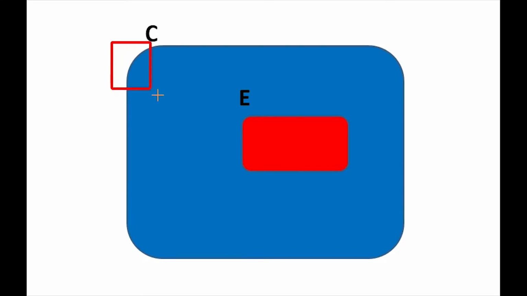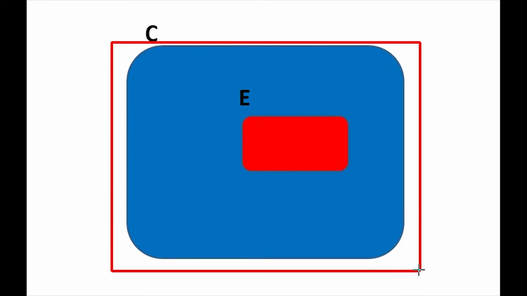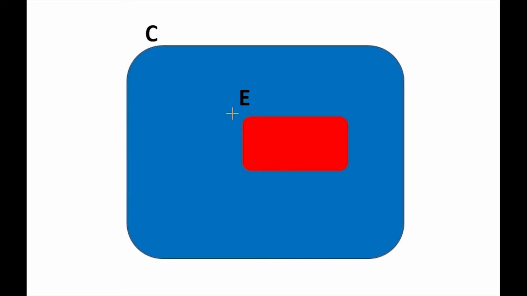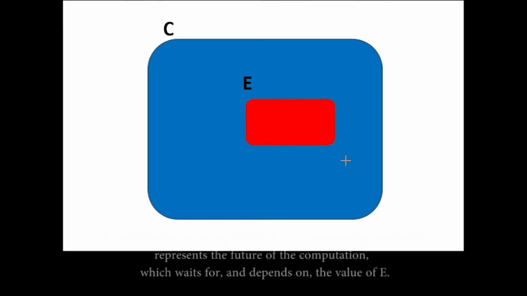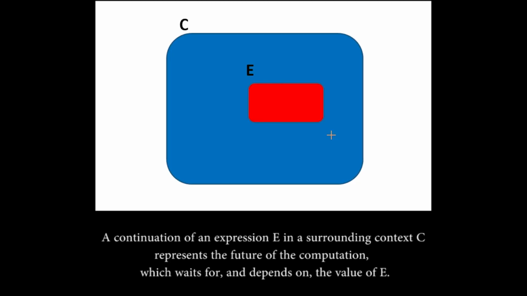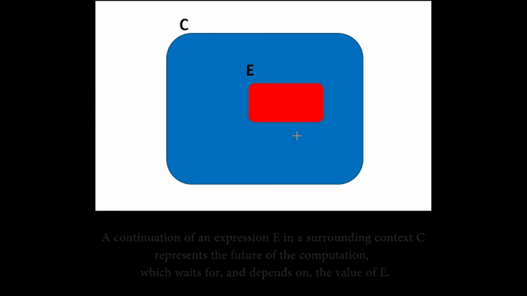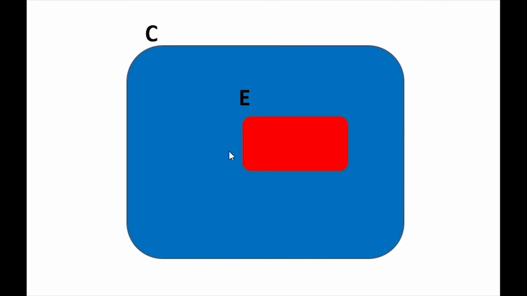Let us assume that C is an expression in Scheme and that E is a sub-expression of C. The continuation of E in the context of C represents the future of the computation, which waits for and depends on the value of E. This may sound a little complicated, and in fact it is quite involved to really understand continuations.